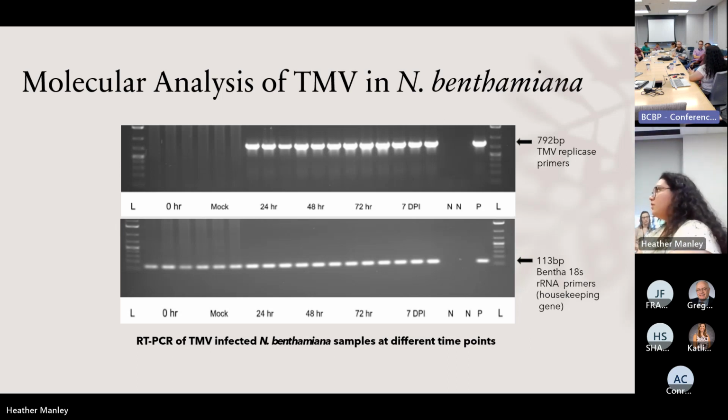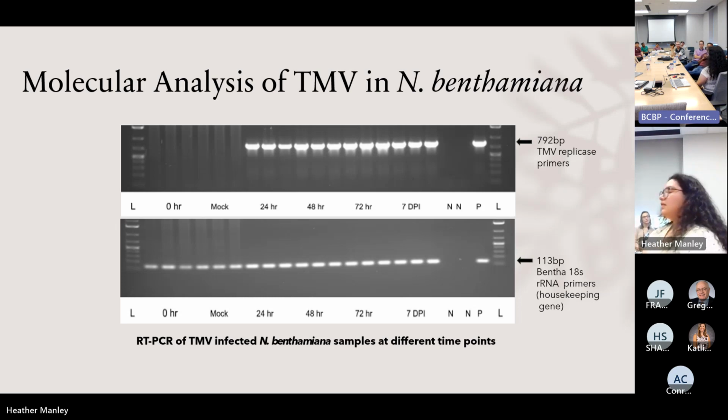So it basically proves that yes, this is Nicotiana benthamiana, because the housekeeping gene is supposed to be in the plant. We have our own, but the plants also have their own. So with the gel, it's also present in the 0-hour and mock because it's in the plant. If that makes sense. No, I get it. So the replicase is the specific primer for the virus itself.